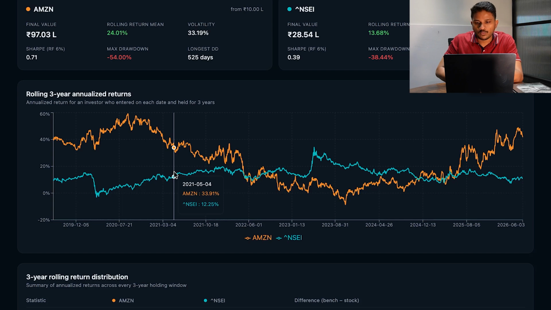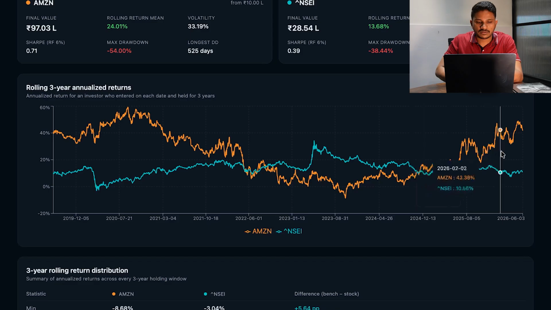There were cases where Nifty 50 also did well during 2023. Mind you, this is 3-year rolling return. There were cases whenever Amazon did well, I think it did extremely well. So you can see the big gap between the 3-year rolling return curves between Amazon and Nifty 50. But the difference when Nifty 50 did well is not very high, right? And recently again, Amazon seems to have picked very well compared to the index like Nifty 50.